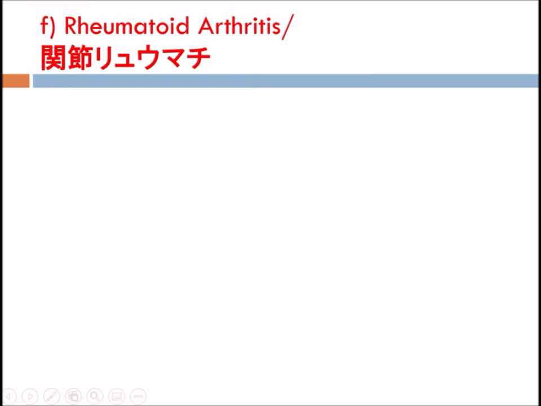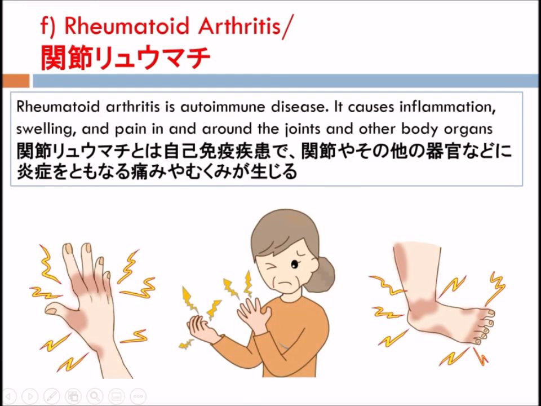Rheumatoid arthritis. Rheumatoid arthritis is an autoimmune disease. It causes inflammation, swelling, and pain in and around the joints and other body organs. Unlike other joint diseases, it causes pain even when you don't move the joint.